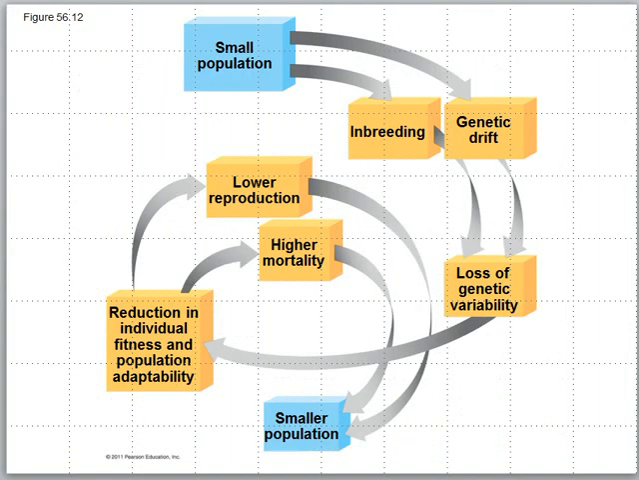Here's a pictogram to show what we're talking about. When you have a small population, if you'll think back to some of the chapters where we talked about genetic drift, you have genetic drift and then you have inbreeding. That's going to lead to a loss of genetic variability. That's going to reduce the species as a whole, their ability to adapt over time. So you're going to have higher mortality, lower reproduction, which is going to give you a smaller population. Well, guess what? You start all over again. Now you've got an even smaller population, which is going to lead to more inbreeding and more genetic drift and a loss of genetic variability, and this is just going to spiral until suddenly the species is extinct, no longer there. That's what they mean by the extinction vortex.